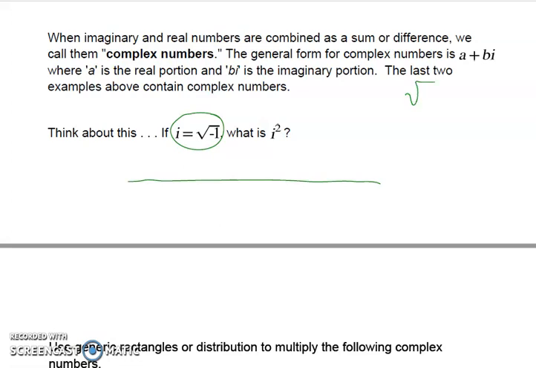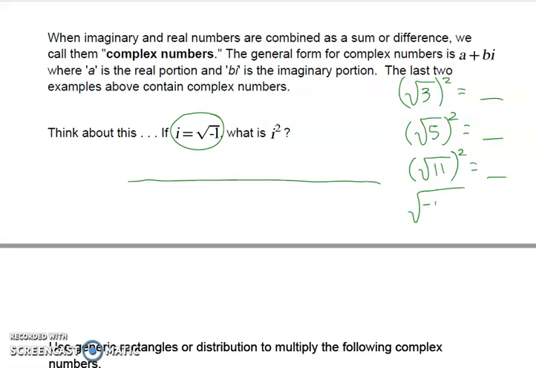So the example I gave in class was, we used a calculator. If I take the square root of 3 and square it, what answer would you get? If I take the square root of 5 and square it, what answer do you get? If I take the square root of, let's say, 11 and square it, what answer do you get? And then finally, if I take the square root of negative 1, because i is the square root of negative 1, and I square it, what answer do I get? If you weren't sure how to answer this problem, do those problems first, think about the answers you're getting, and then turn the video back on when you're ready to continue.